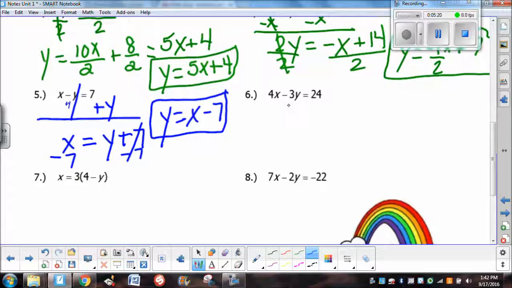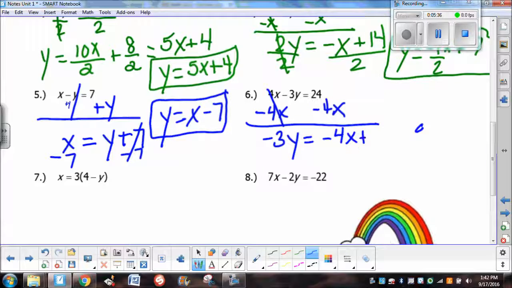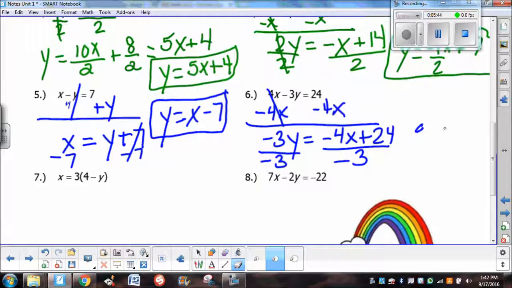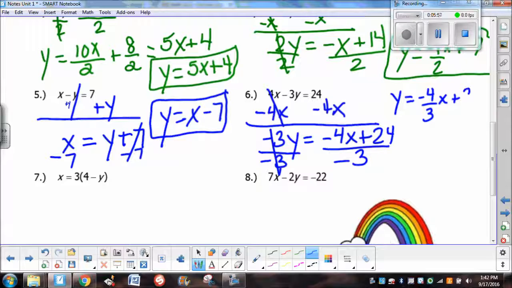All right. Let's see, this one we could subtract 4x from both sides. Negative 3y equals, put the x term first. And now to get y by itself, I've got to divide everything by negative 3. So let's give everything its own denominator. Y is equal to negative 4/3 x plus 24, whoops, that's a negative, divided by negative 3.